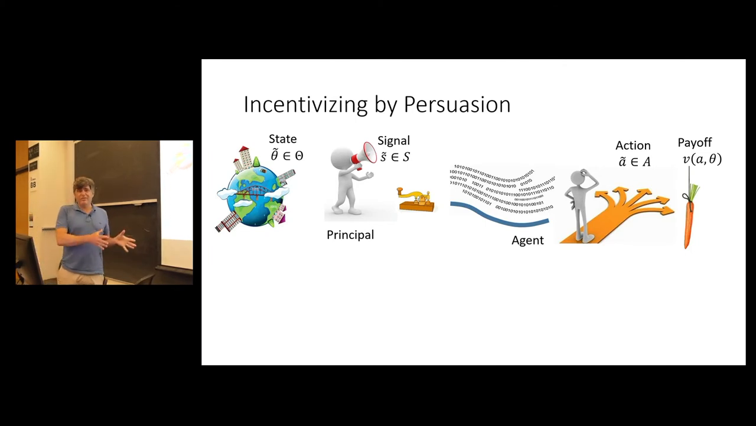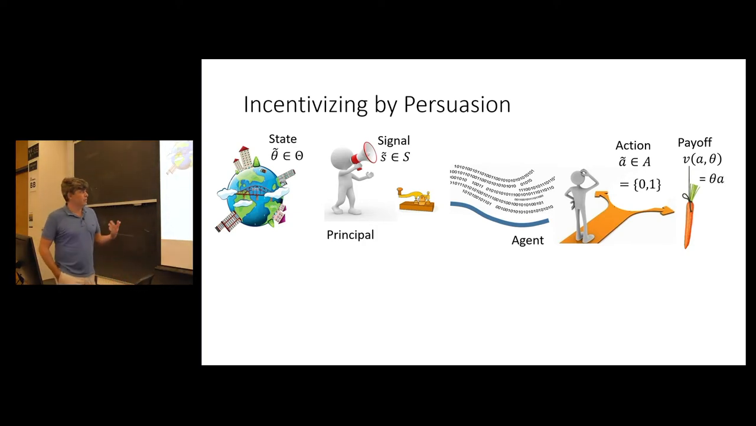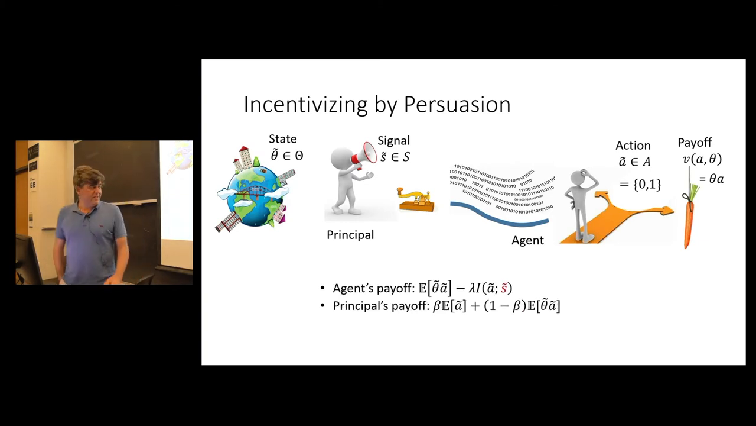So you cannot observe the state of the world directly, but the principal can show you a signal about the state of the world, and this is what you pay attention to. Otherwise, it's the same problem, and we specialize to this 0-1 case that I just showed, so there's only a binary action to choose. So the agent's payoff is the same, except now you pay attention not to the state of the world, only to the signal.